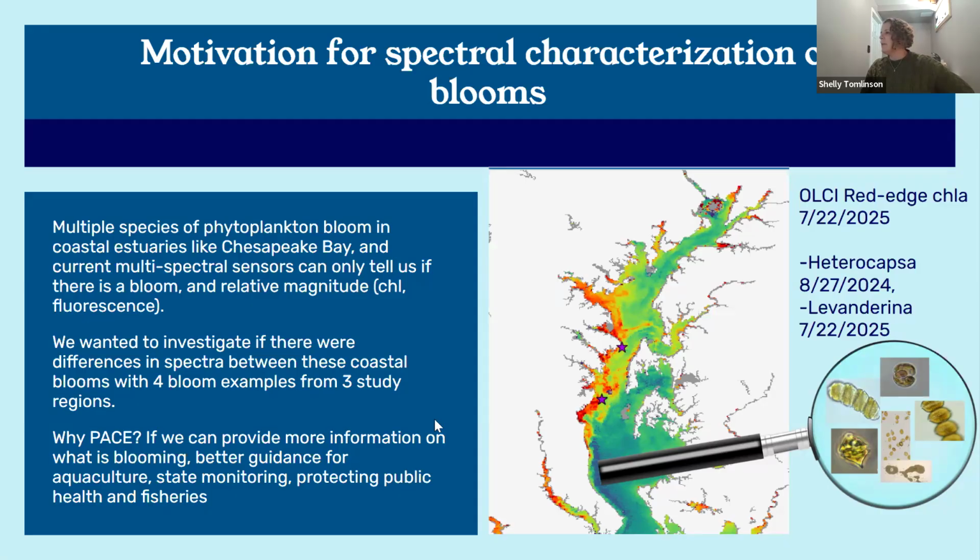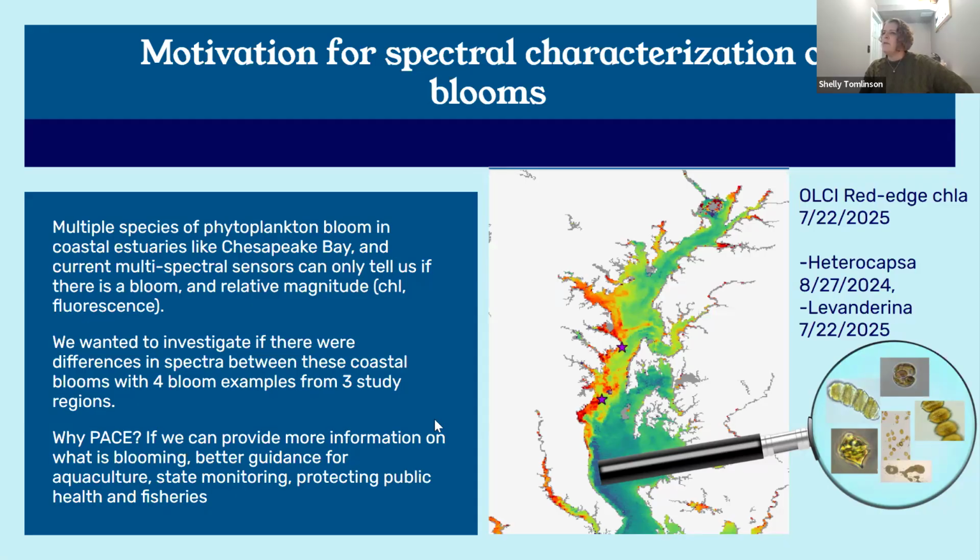I'm showing an example from the Chesapeake Bay. This is a chlorophyll A product from the OLCI sensor from the Sentinel-3 satellite. What you can see is a whole lot of chlorophyll on the western side of Chesapeake Bay, but we can't tell you anything about what's actually blooming there. The microscope shows what might be in a particular sample in the bay at any one time.